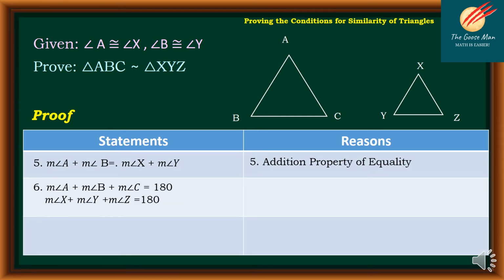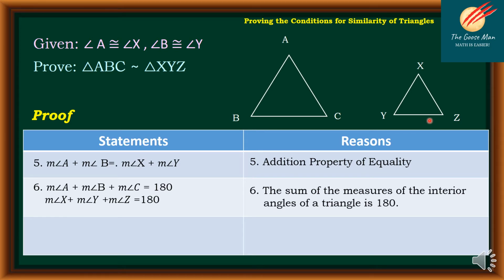Number 6, we have the measure of angle A plus the measure of angle B plus the measure of angle C. Again, this is the illustration: angle A, angle B, angle C. If we add these, it is equal to 180 degrees, as well as the measure of angle X, angle Y, and angle Z is equal to 180 degrees, because the sum of the measures of the interior angles of a triangle is 180 degrees.